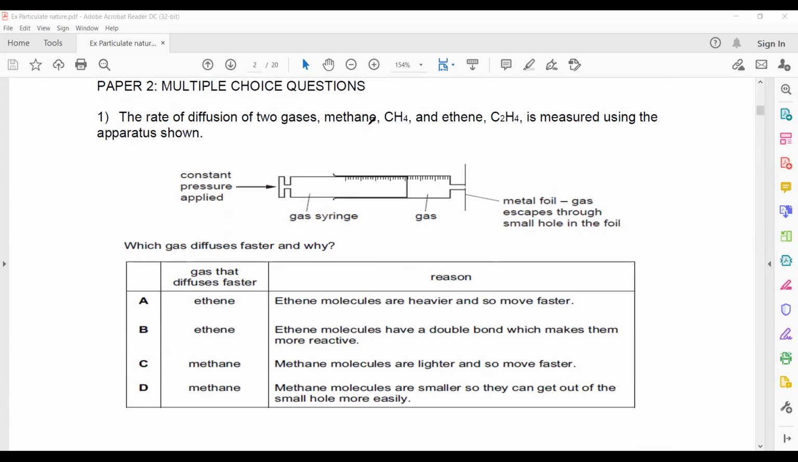The rates of diffusion of two gases, methane, CH4, and ethene, C2H4, are measured using the apparatus. Which gas diffuses faster and why? So what you have studied till now, you have to use your understanding and answer. Everyone should participate. I will write the mass. Mass of carbon is 12 and mass of hydrogen is 1. You can take your time.